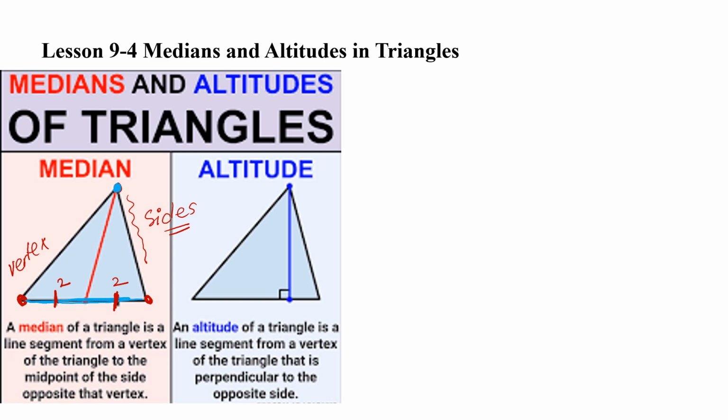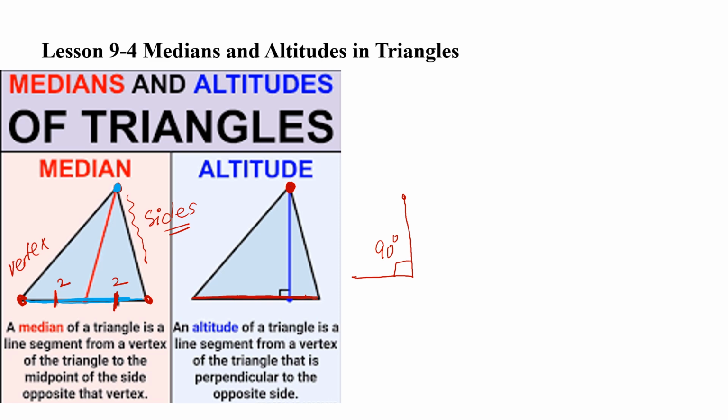Now what is an altitude then? The altitude of a triangle is also coming from the vertex and dropping on the opposite side of that vertex, but it is perpendicular. So this line is perpendicular. What is perpendicular? When you make a perpendicular line, it makes a 90-degree angle. So this is the difference between the median and the altitude.